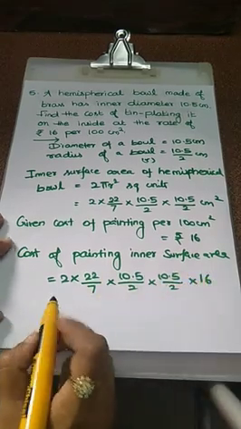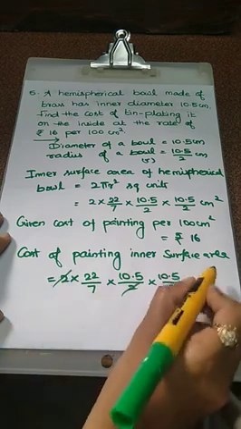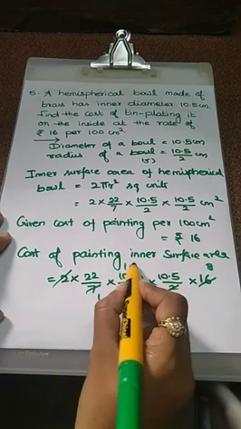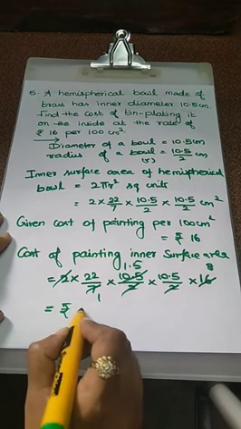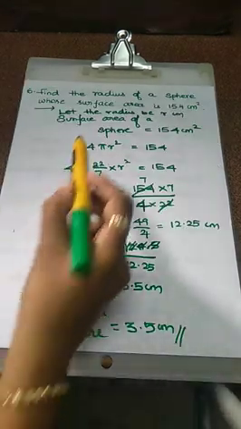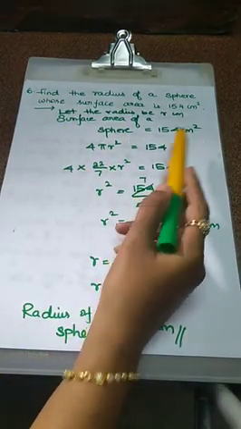Okay, now we just cancel the value. Directly 2 cancel. 2 1s are 2, 8s are 7, 1s are 7, 1s are, balance 3, 7 5s are. Now multiply the value. The answer is rupees 27.72. That's all.